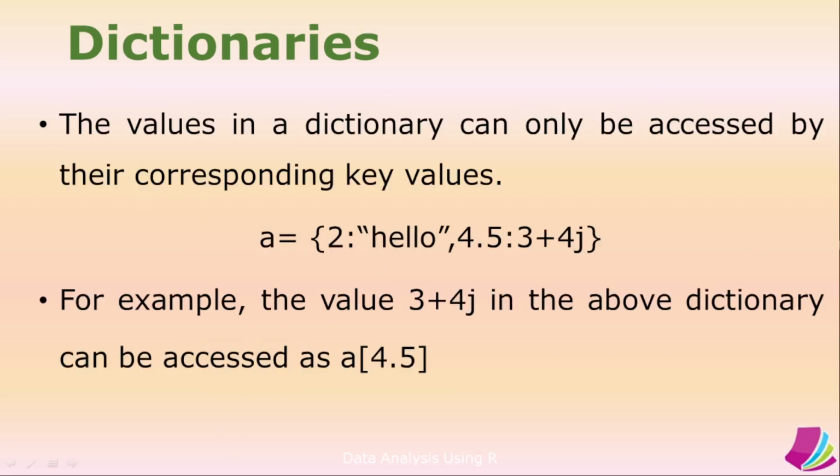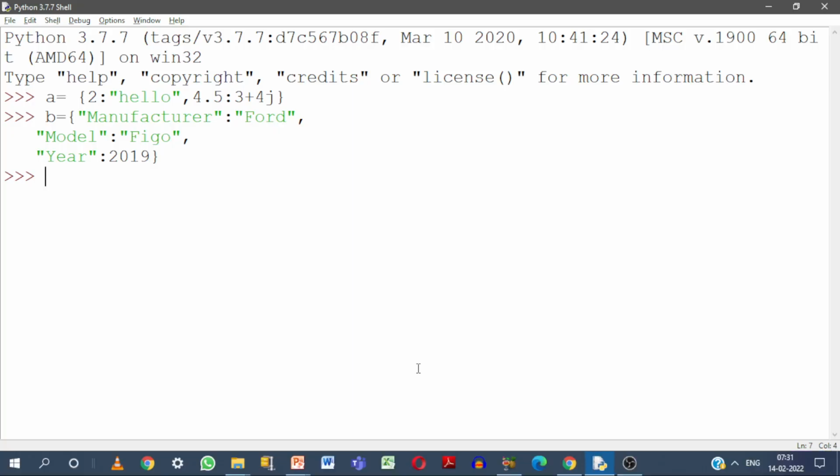Now about accessing, this is what I mentioned. The value in a dictionary can only be accessed by the corresponding key values. So if I want to access 3 plus 4j, I have to indicate the corresponding key as the index. So a of 4.5. Let me just show you this. I already created this a. Now suppose I want to access the first value, hello. I need to give its index, the corresponding key value, which is 2. The key value is the index here.